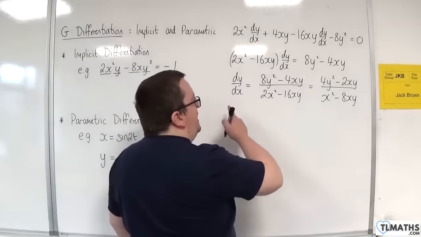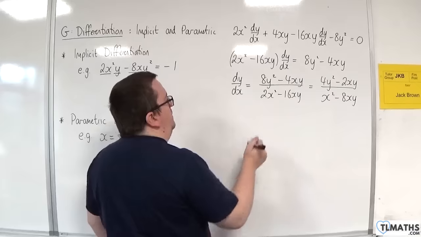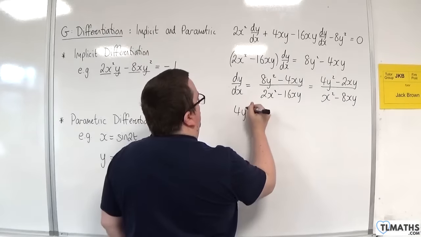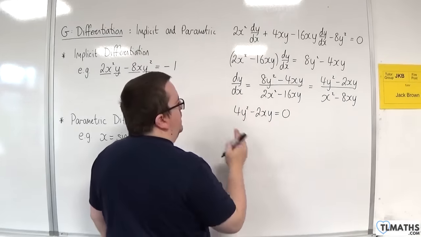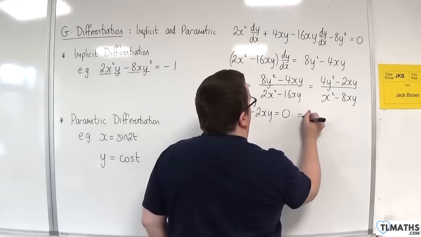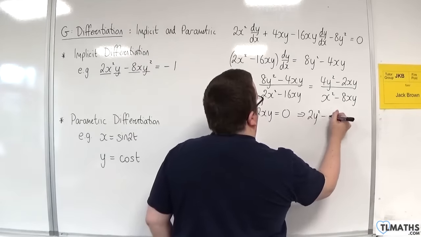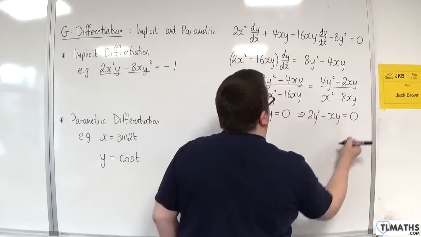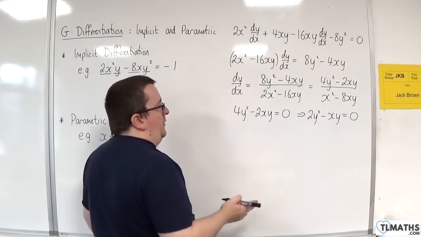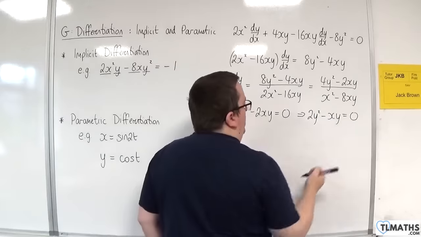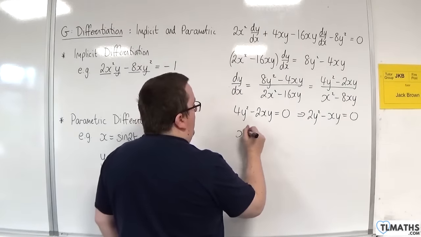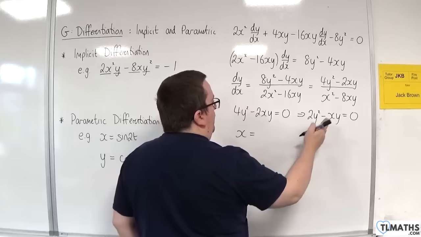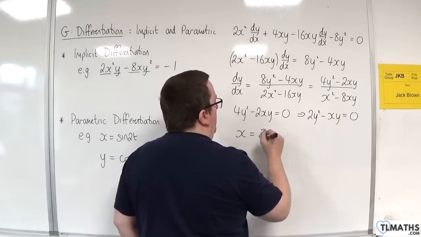So dy by dx would need to be 0. I would write that down. So that would mean that the 4y squared minus 2xy would have to be 0. So I would divide through by 2. So 2y squared minus xy is 0. And then I'll rearrange this to get x equals. I'll add the xy to both sides. I'll divide through by y. And so I would get x is equal to 2y squared divided by y, so 2y.